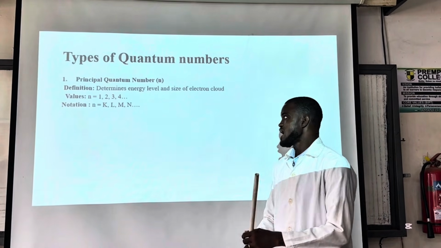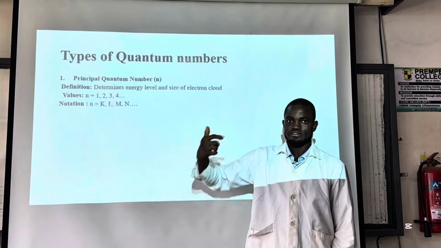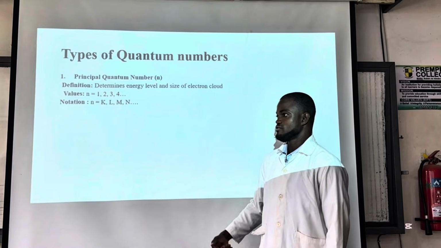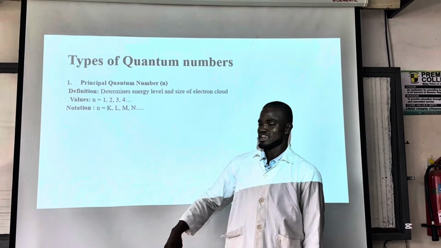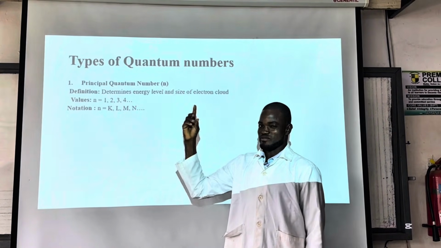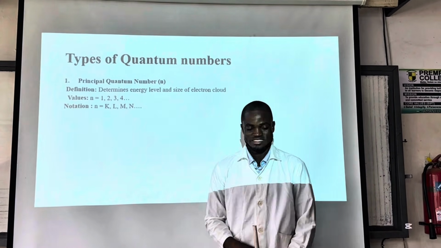Its values, the quantum numbers, are values of 1, 2, 3, 4, symbolizing the first shell, second shell, third shell, fourth shell, and so forth. And the notation, in terms of letters, we have the K, L, M, N. Remember this in JHS, KLMN. That's the notation.